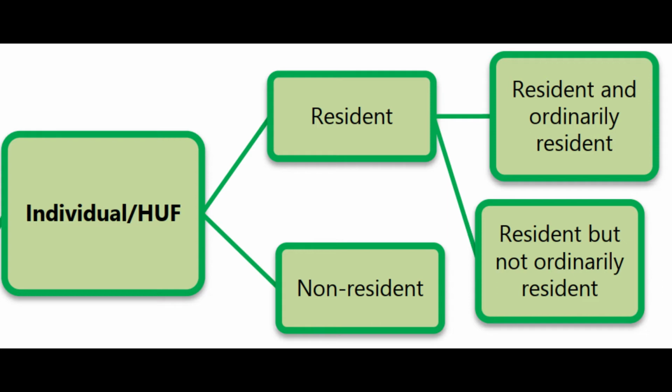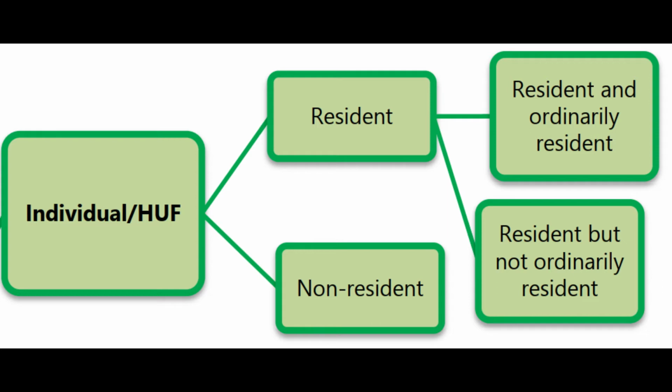Again, we have to remember we are dealing with a legal subject. New names cannot be created. Whatever the law uses, that only we need to use. So resident and ordinarily resident, resident but not ordinarily resident, both of them are under the category of resident only. But they are two different segments within the category of resident. Then non-resident is the other category. So on a broader basis, there are three possibilities only for any individual or HUF to have their residential status.